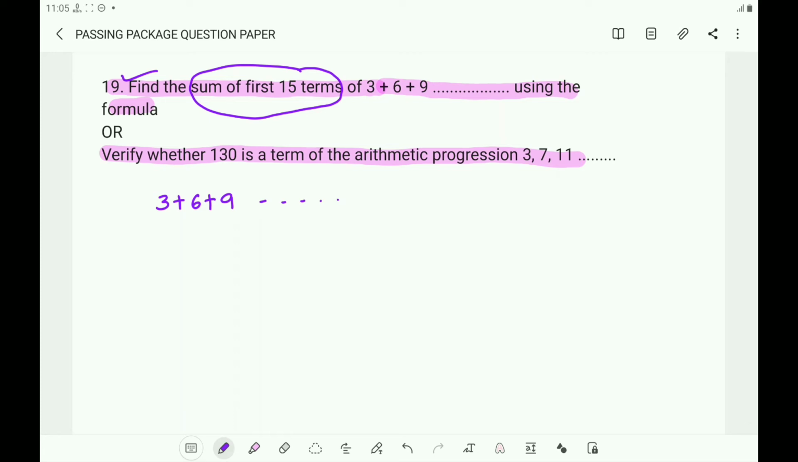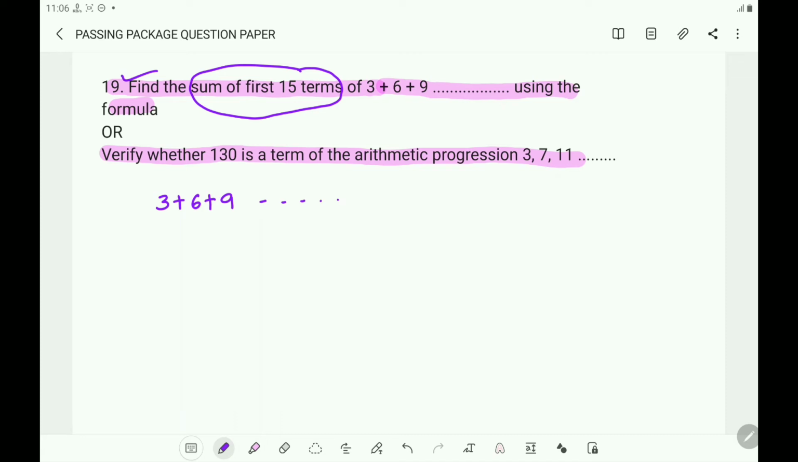Formula to find the sum of first n terms. There are two formulas. When a, d, n are known, that is S equals n by 2 into 2a plus n minus 1 into d. Or if the first term, last term and n are given, that is a, n, l are given, then S equals n by 2 into a plus l. Here, the first one you have to use, that is when a, d, n are given.